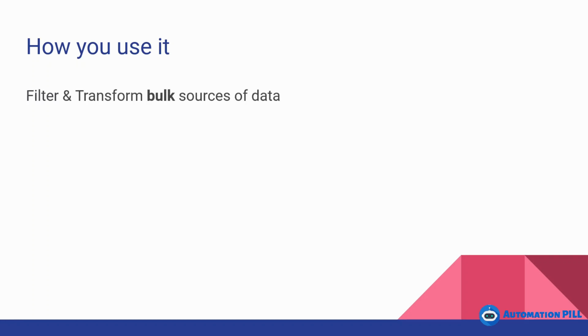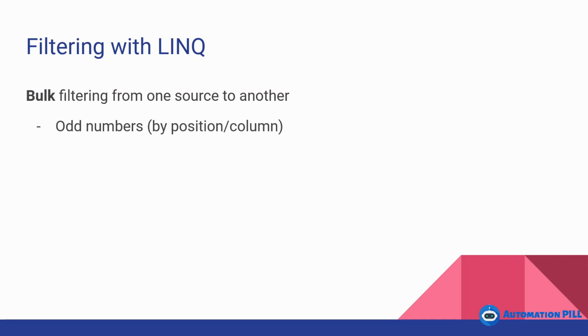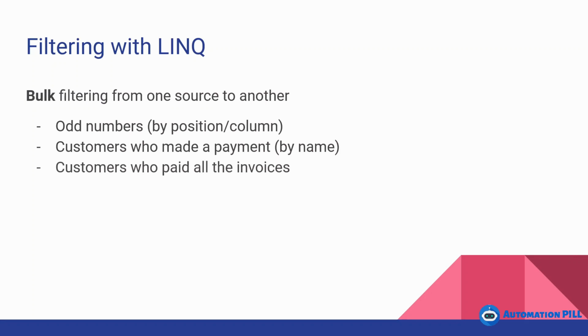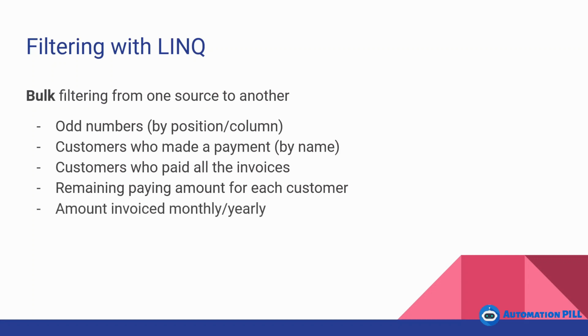LINQ is used to filter and transform bulk sources of data. So let's say you want to find the odd numbers by the position or by the column in an Excel file. You want to find the customers who made the payment by their name or by the status or by region. You want to find the customers who paid all the invoices, the remaining paying amount for each customer, or you want to find the amount invoiced grouped by month or by year. Really doesn't matter the task. This is given by the function.